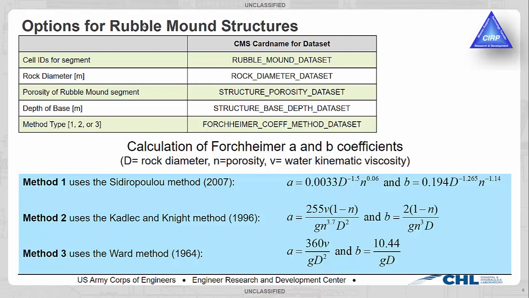I give a little bit from the material, the CHETN and the other stuff. I've given the equations for those three methods, as well as the years that those were published, so that you have some idea of what's going into the A and B coefficients. D is the rock diameter, N is the porosity, and V is the water kinematic viscosity. So anyway, that's the difference between those method types, and those are really the only 5 things that you need to define for rubble mounds.